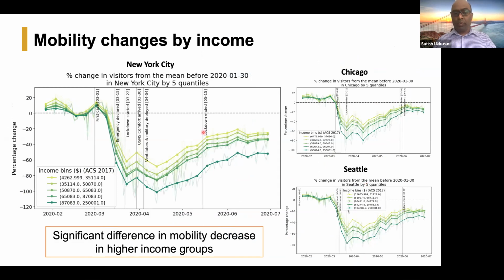And this is based upon income groups. You can see how the number of visits by income group is changing in New York City, Chicago, and so on. There was a greater decrease first in the higher income group, and also a sharper slope in the recovery, not so much in the lower income groups.